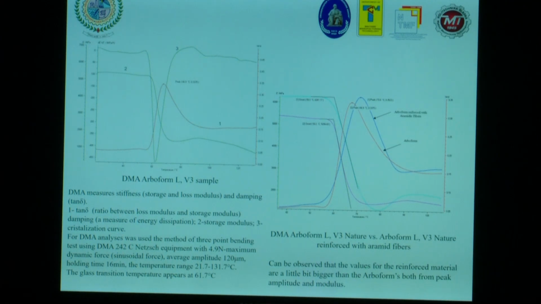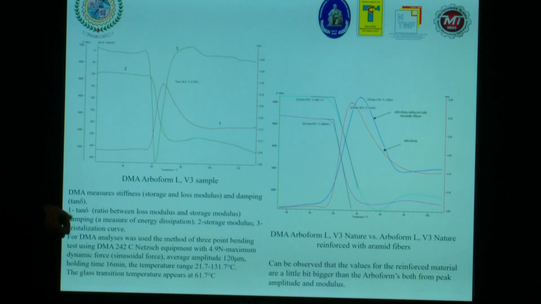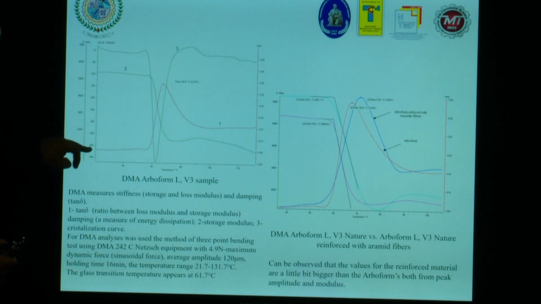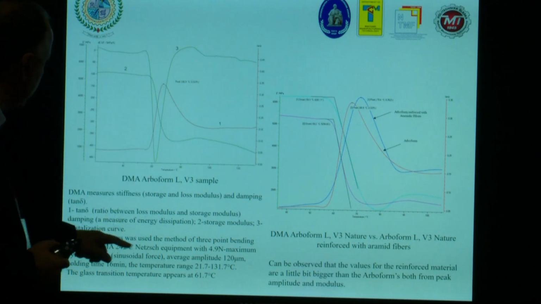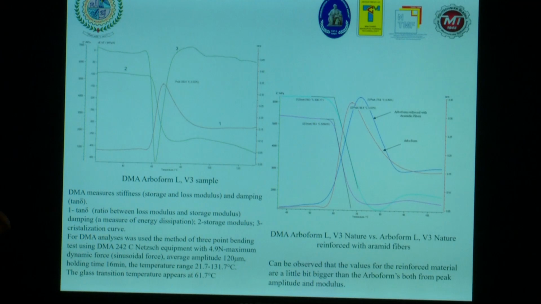Also, for all the experimental research, we did the DMA analysis, I mean dynamic mechanical analysis, because you can see I put some conclusions here. This analysis measures stiffness, I mean storage and loss modulus, and damping, tan delta. You can see the first curve is for tan delta, the second one is the storage modulus, and the third one is the crystallization curve. This is also very important, and you can see here some information about the equipment that we use.